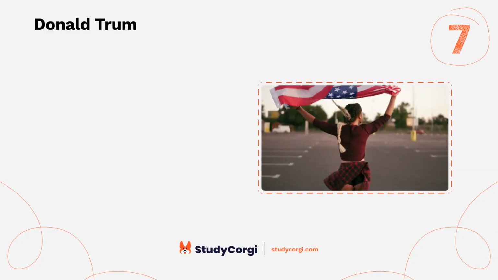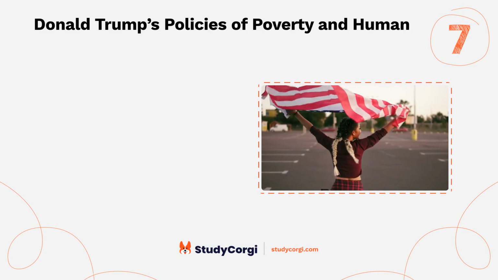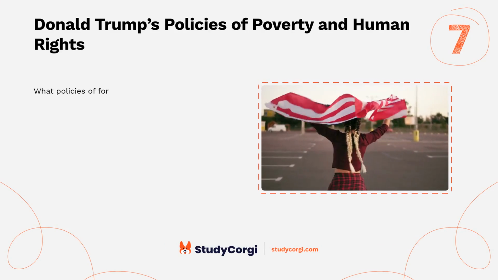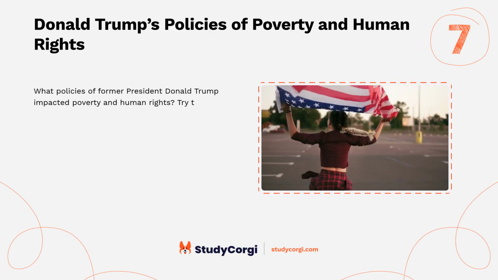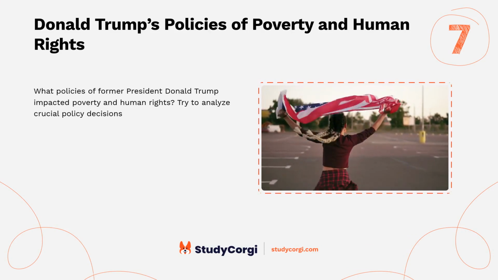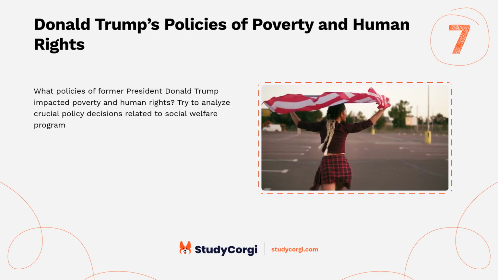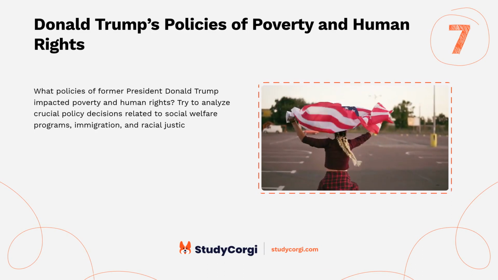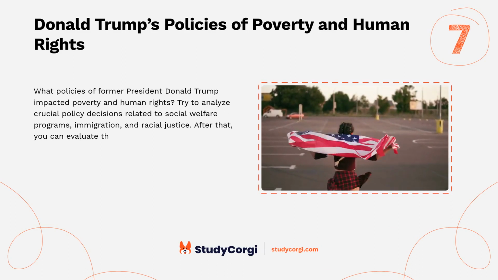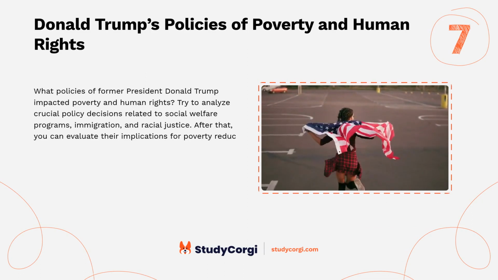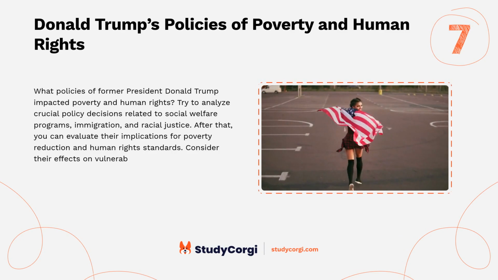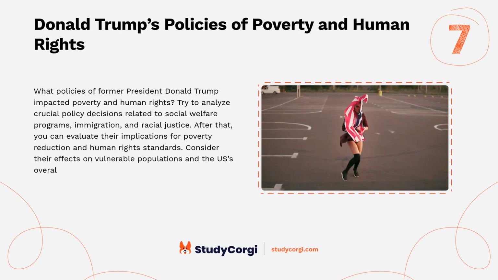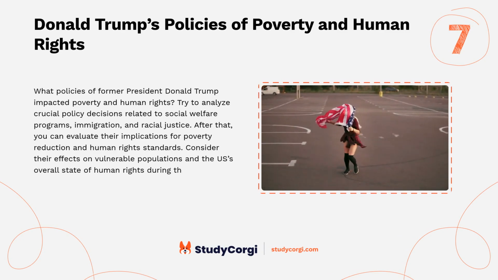Donald Trump's policies of poverty and human rights. What policies of former President Donald Trump impacted poverty and human rights? Try to analyze crucial policy decisions related to social welfare programs, immigration, and racial justice. After that, you can evaluate their implications for poverty reduction and human rights standards. Consider their effects on vulnerable populations and the U.S.'s overall state of human rights during the Trump administration.